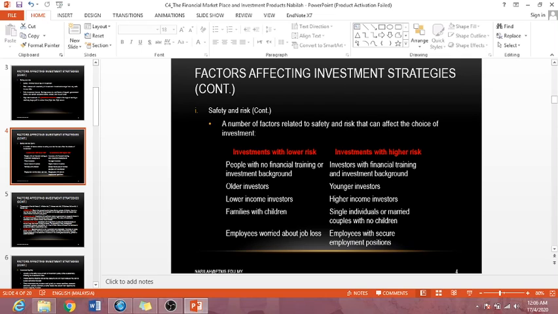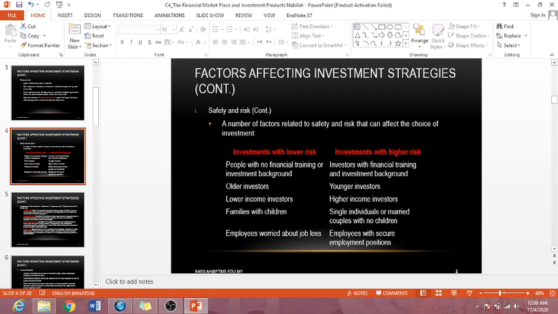And then the last one, employees with a secure employment position. It means if anything happens, they still work at their current job, either they lose their investment or they get a higher return. Anything that happens will not affect them because they have a secure employment position.